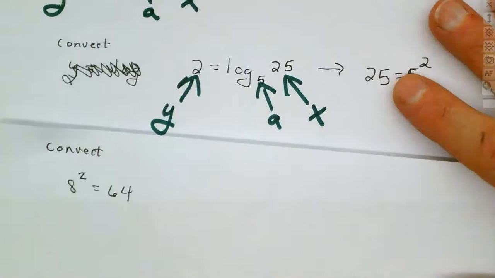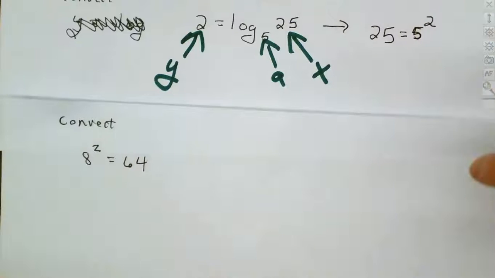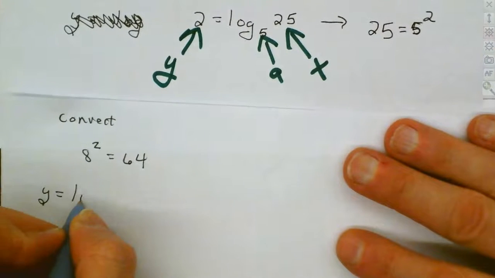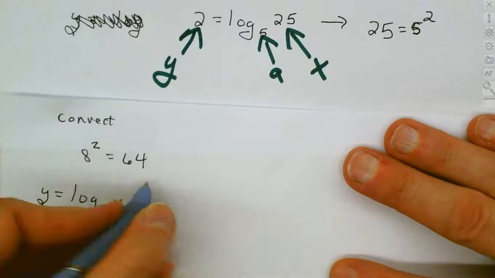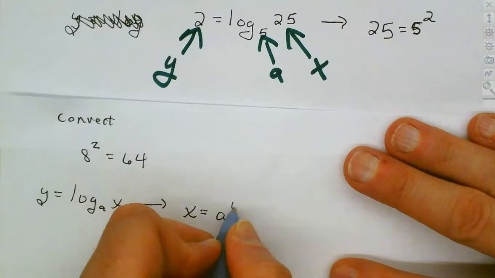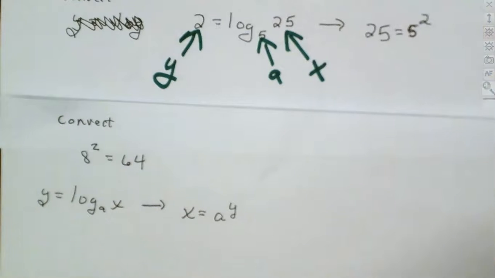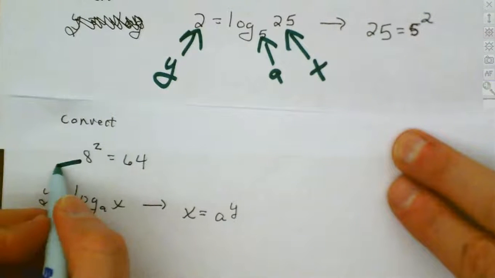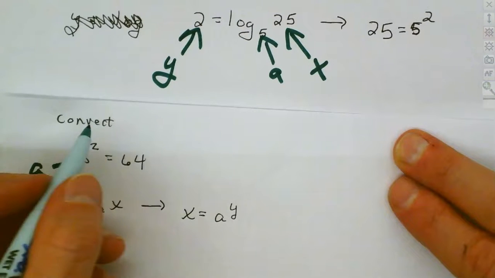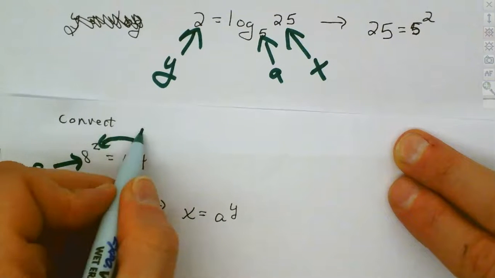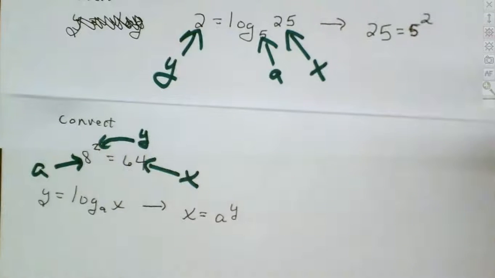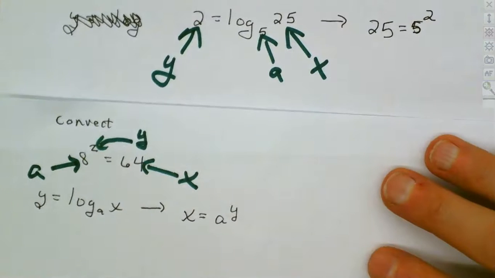Okay, this is an exponential. I want to convert this into a logarithm. So what's our formula? Our formula is y equals log base a of x converts into x equals a^y. So this is an exponential. So that a, well, that would be your a. The 2, well, that would be your y. And the 64, well, that is your what? X.